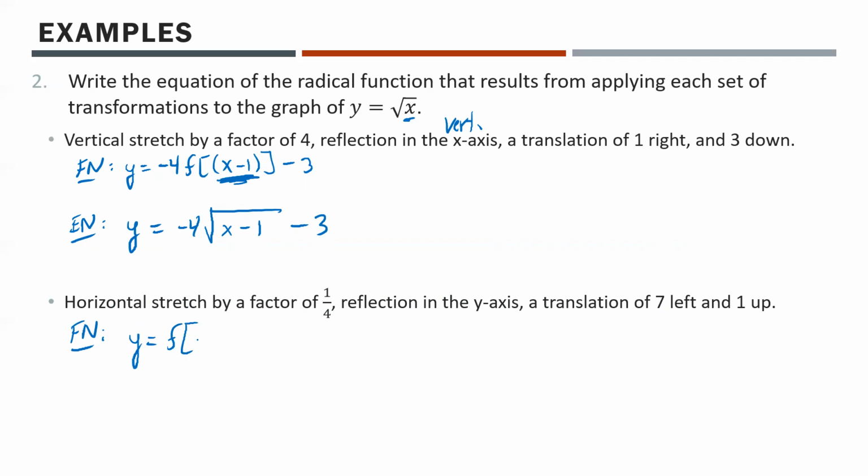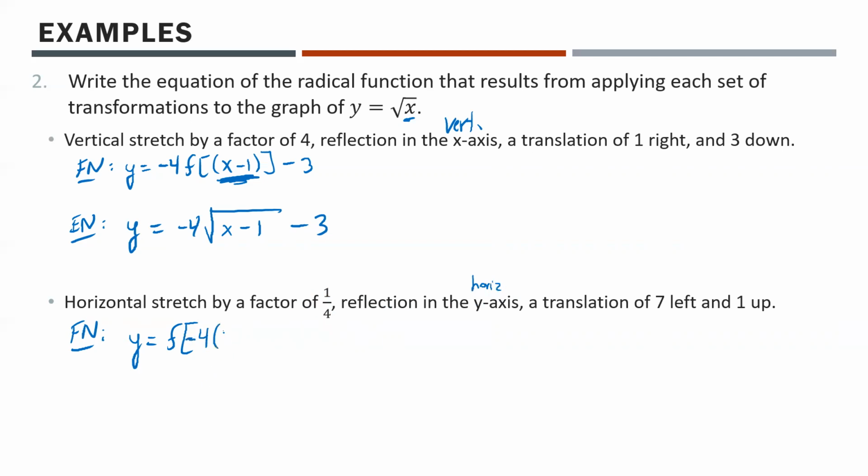We have the b value, which is related to the horizontal stretch. Since this is a horizontal stretch by a factor of 1/4, remember the b value needs to be that flipped around. So it's actually going to be a b value of 4. But wait, then we also set a reflection in the y-axis. Well, that's a horizontal reflection, so it'll actually be -4, right?